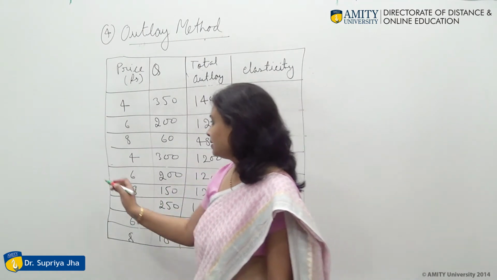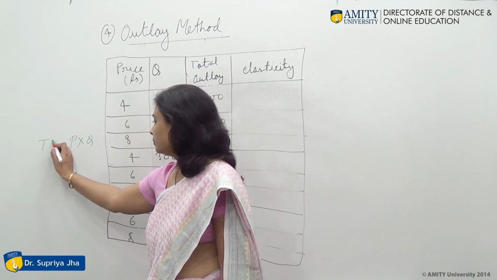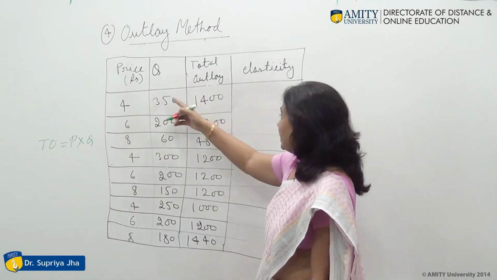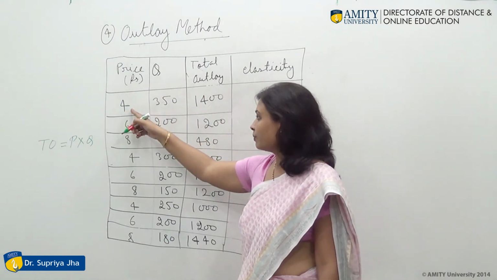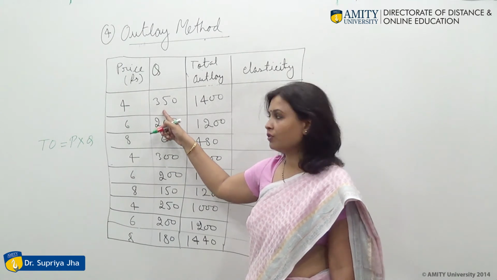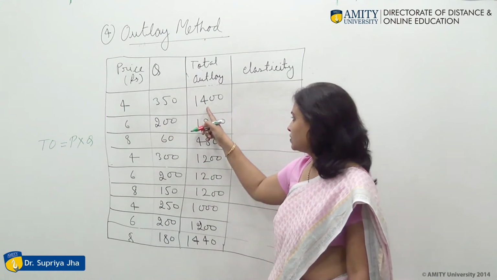Total outlay means P into Q. Total outlay is equal to P into Q. So suppose the price of a product is 4 rupees, and the quantity demanded in that case is 350. So total outlay is 4 into 350, which is 1400.